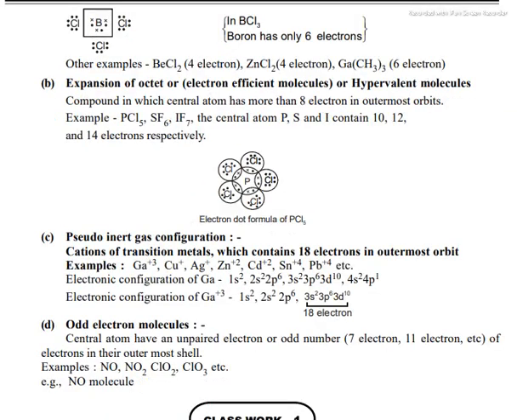As you can see in the structure of BCl3, boron has only 6 electrons. In BeCl2, beryllium has only 4 electrons. In ZnCl2, zinc has only 4 electrons. Trimethyl gallium has only 6 electrons. The question is, how are these atoms stable? Since Lewis does not explain this concept, even though the elements have fewer electrons than an octet, they are stable.